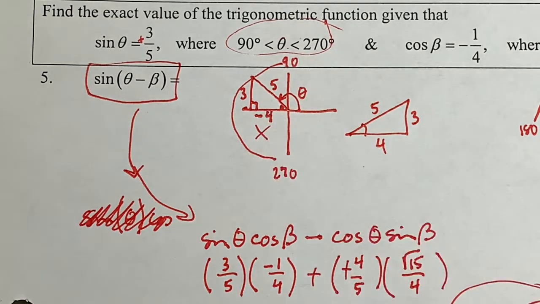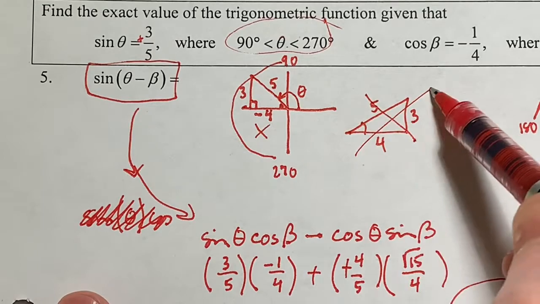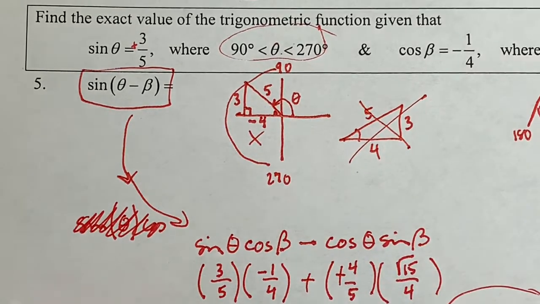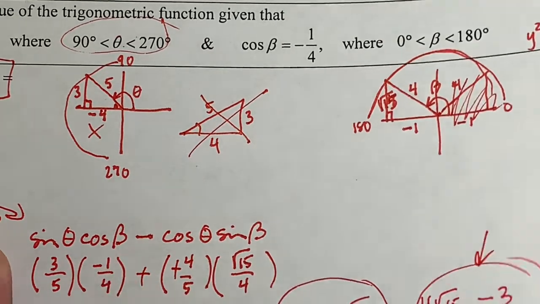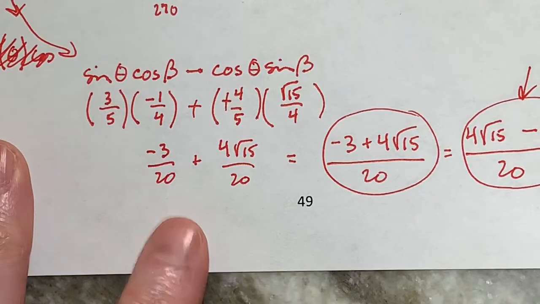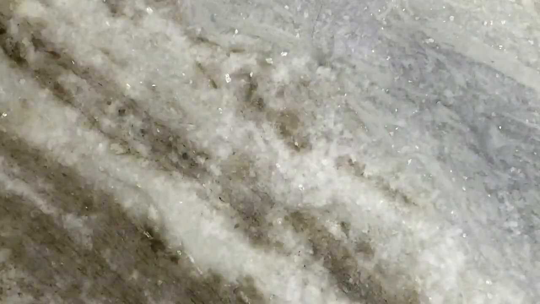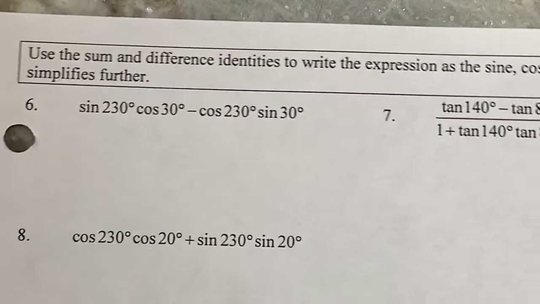So make sure you draw a picture, not just of the triangle, but of the triangle in the correct quadrant that fits the information. And that way you can make sure you have your negatives in the right spot. All right? We'll do these again as we move through this chapter. So that is number 5. Let's move on to number 6. This is a different kind of question.